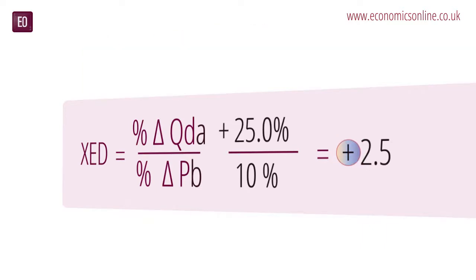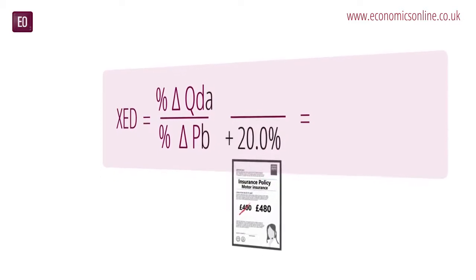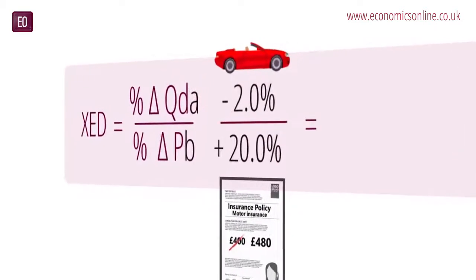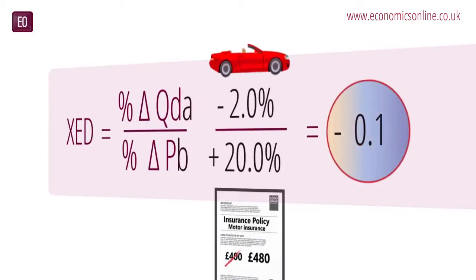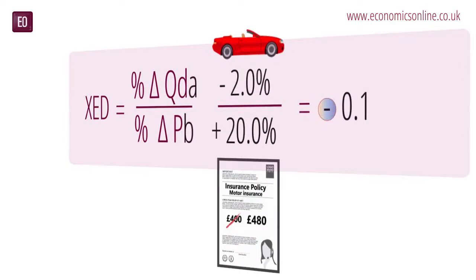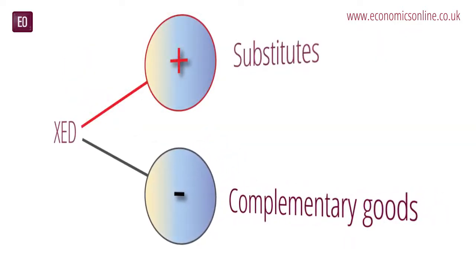Cross-elasticity can also have a negative value. For example, if the demand for motor vehicles falls by 2% following a 20% rise in the price of motor insurance, the XED of motor vehicles with respect to motor insurance is minus 0.1. Goods are identified as complementary goods when the coefficient of cross-elasticity is negative and as substitutes when the relationship is positive.